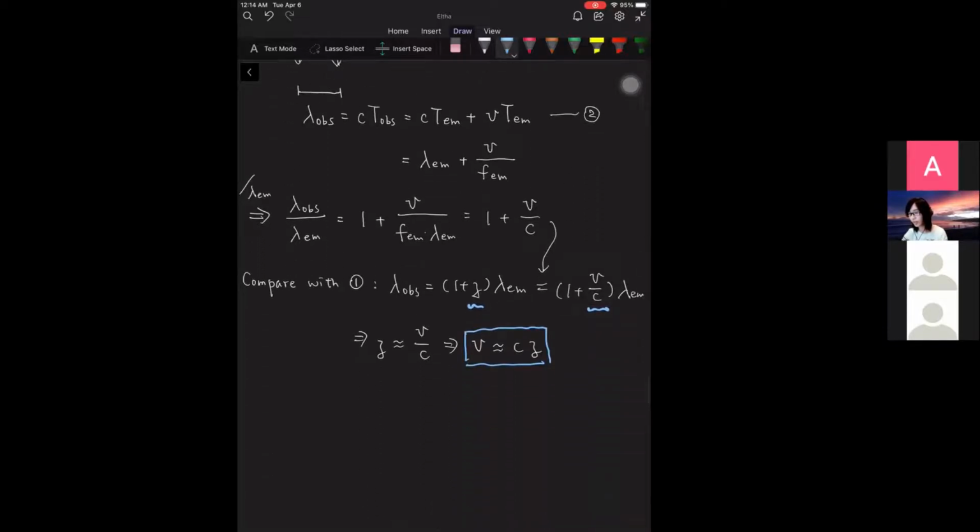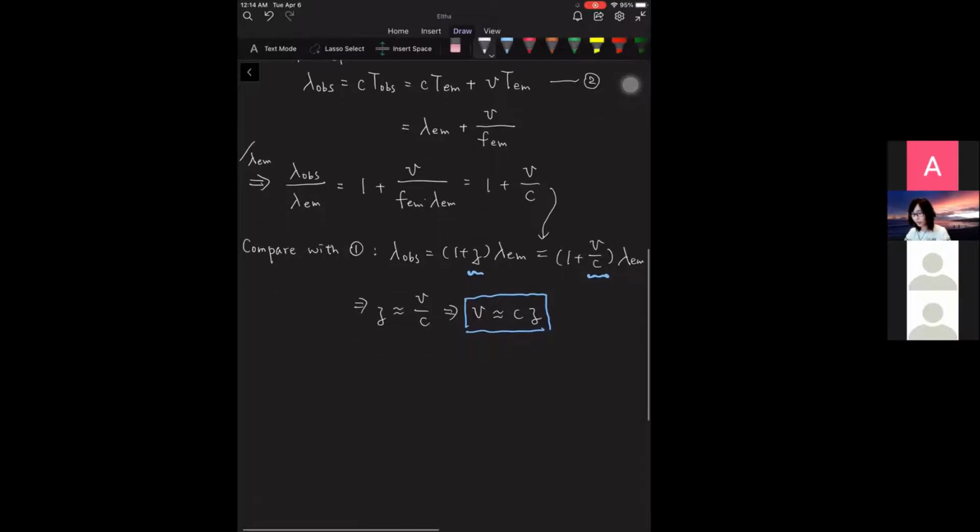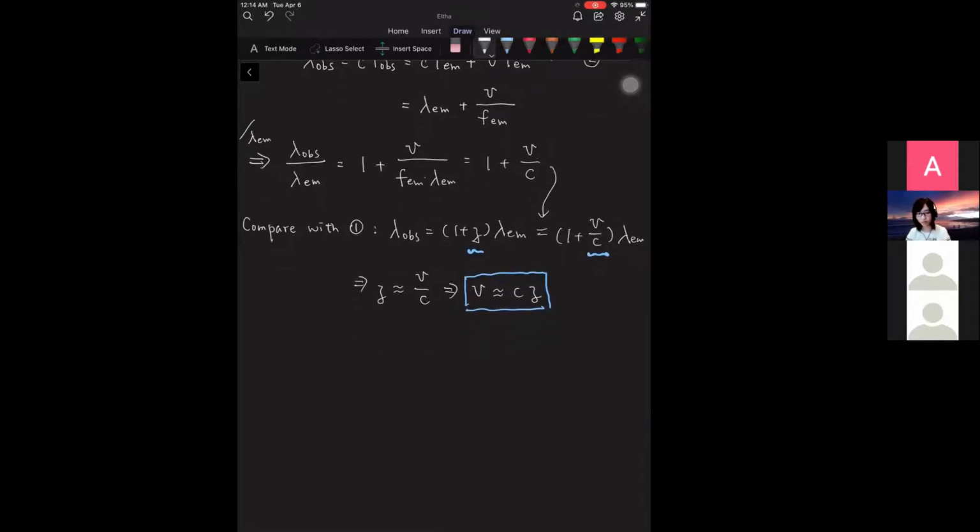If you look at the equation v equals cz, you can see that if z is way smaller than 1, then it means v is way smaller than c, right? So that's why I say they are equivalent. So as I said, this can only be used when the velocity is way smaller than the speed of light.